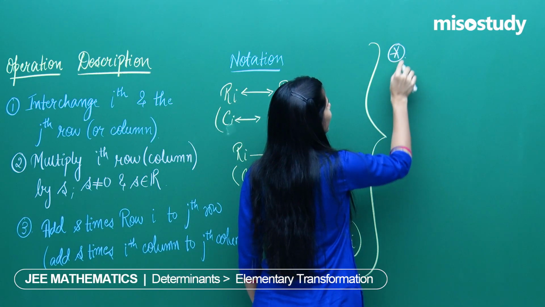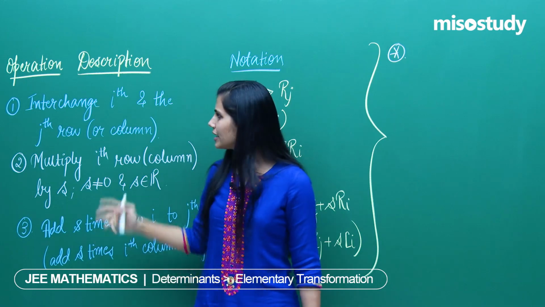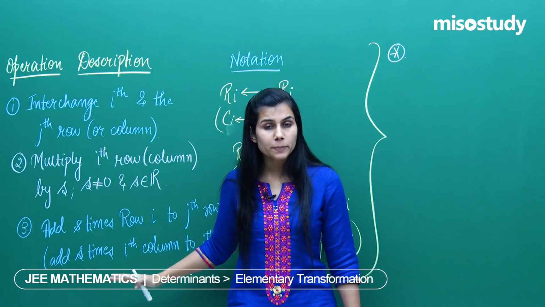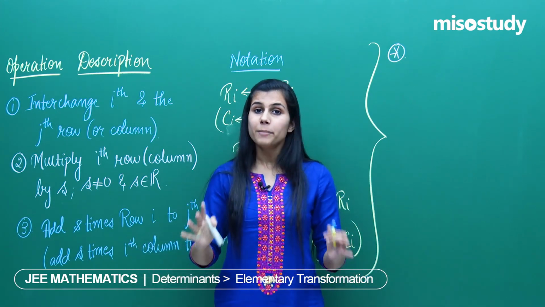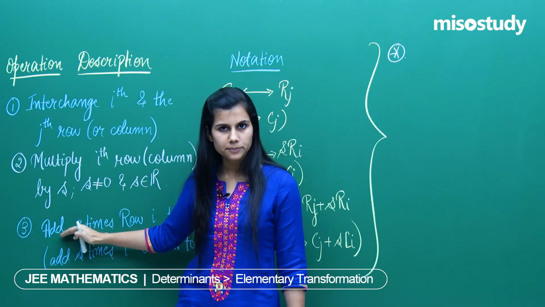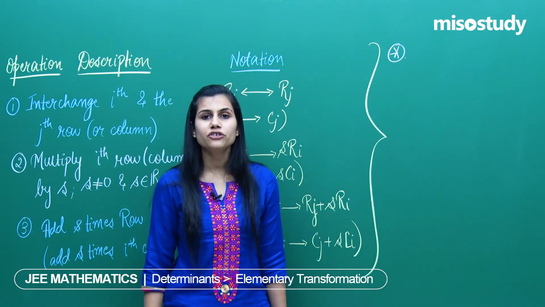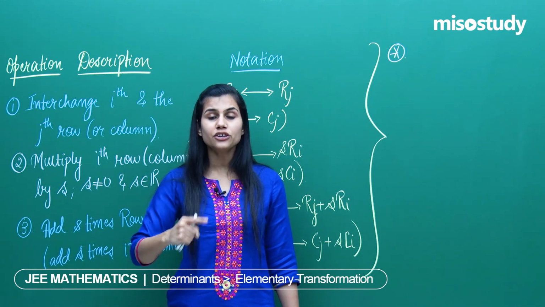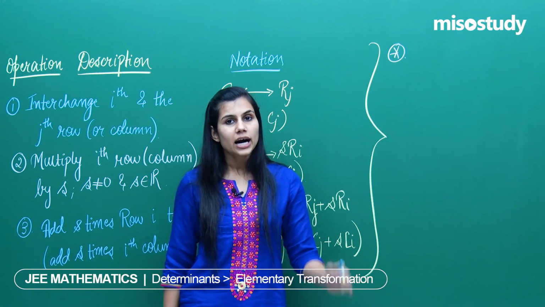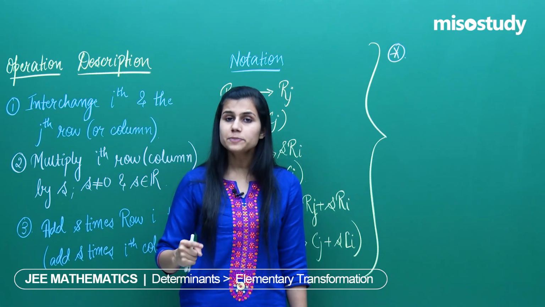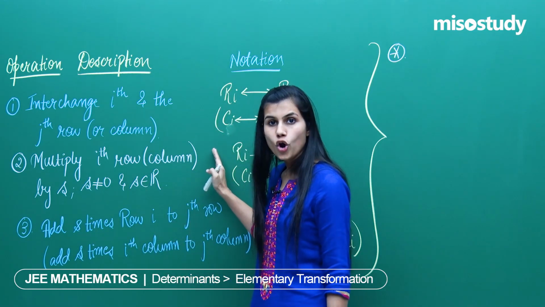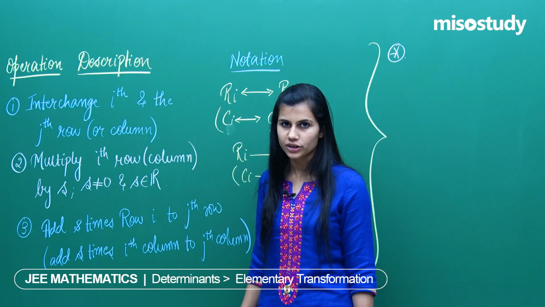We have learned that elementary transformations are exactly of these three types. Obviously, they can be performed on a matrix in infinitely many ways, but definitely they will be either of this type or this type or this type. Now, these elementary transformations are basically trying to manipulate a given matrix to modify it to obtain another new matrix. And this manipulation is basically happening over the rows or columns of that matrix.